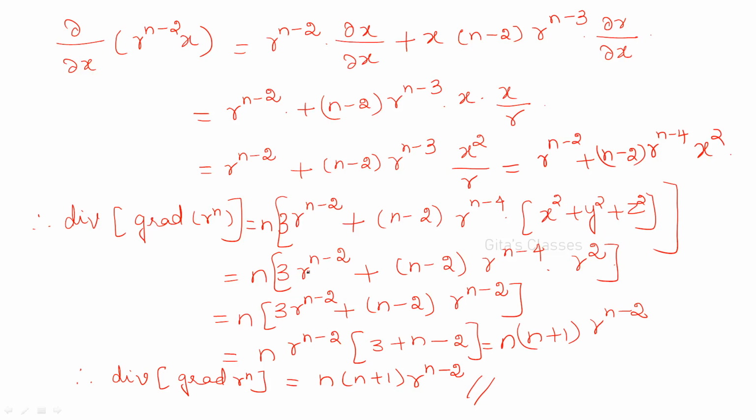So n into 3 into r^(n-2) plus n minus 2 into r^(n-4) into x squared plus y squared plus z squared, which will become r squared. So this r^(n-4) into r squared will become r^(n-2). That is equal to, you take n inside, and n into r^(n-2) into 3 plus... r^(n-2) I am taking outside from all the terms. So 3 plus n minus 2, which is 3 minus 2 which is 1. So 1 plus n, that is n into n plus 1 into r^(n-2). This is what we have to prove.